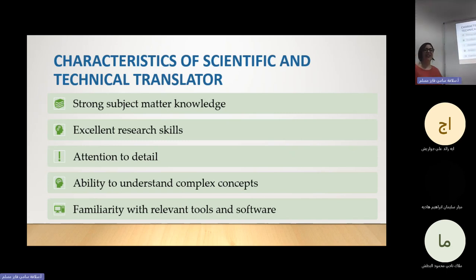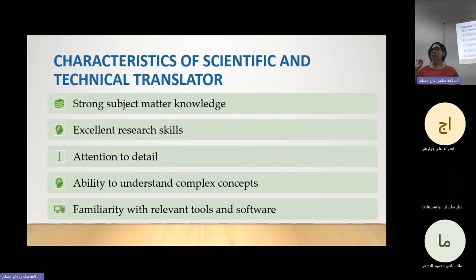Okay. Characteristics of a scientific and technical translator. What are his or her characteristics? Strong subject matter knowledge. You have to be knowledgeable in the subject you are going to translate. Excellent research skills. This is very important. As a translator who translates specific types of text, you will need to have good research skills. Okay?